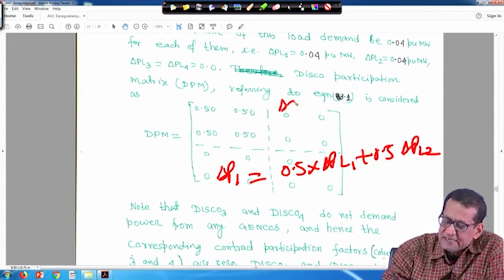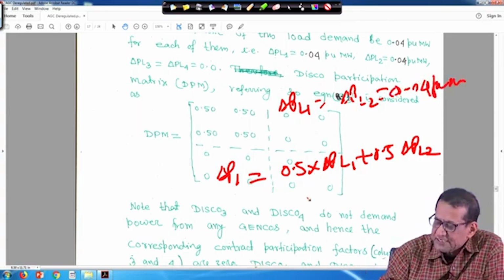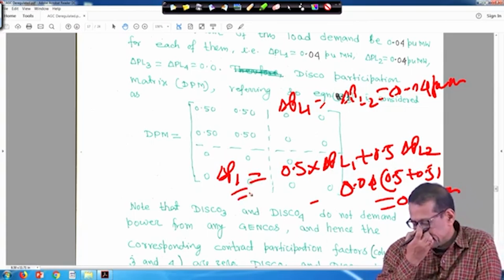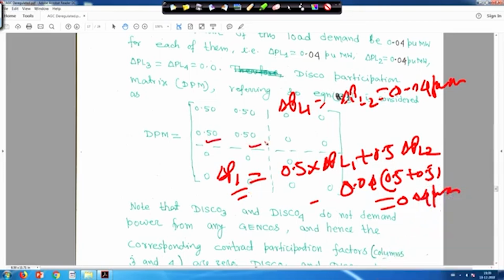But we have taken that delta PL1 is equal to delta PL2 is equal to 0.04 per unit megawatt. So, as delta PL1 is equal to delta PL2, it will be 0.04 into 0.5 plus 0.5. So, it is 0.04 per unit megawatt, that is the contracted power, delta P1. Similarly, delta P2 also will be equal to 0.04 per unit megawatt. Delta P3 and delta P4 will be 0.